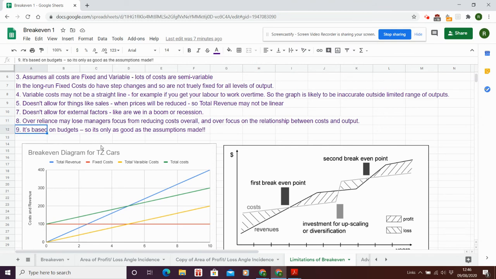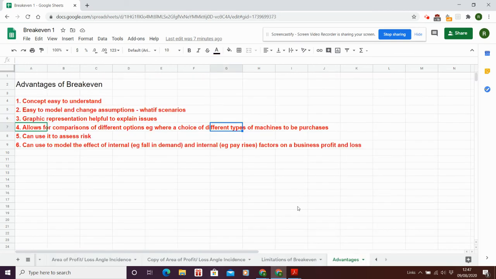And a sort of catch-all with a lot of management accounting is it's based on budgets. We do this before the start of the financial year, and therefore the quality of the information affects how accurately we calculate the break-even point or the margin of safety. And if the assumptions are wrong, then the model itself will be wrong. However, there are lots of advantages. Most businesses do break even, and they find a way around these problems.